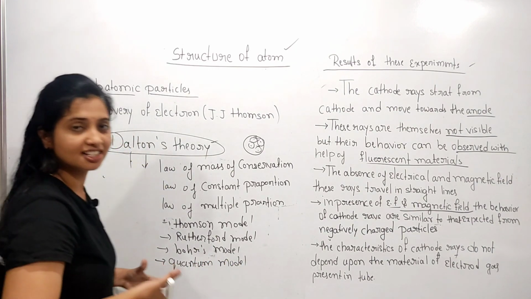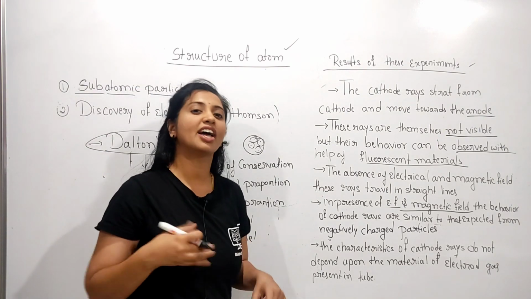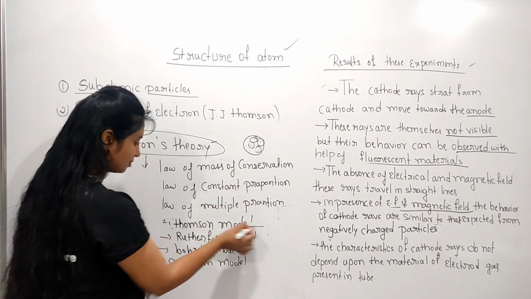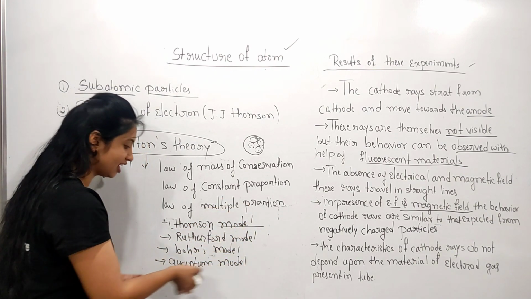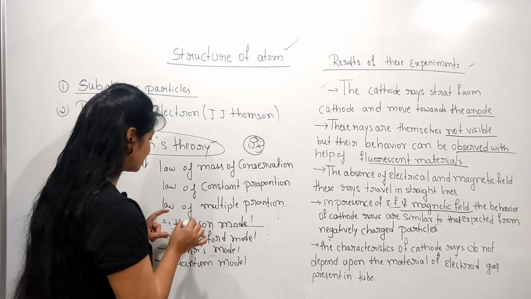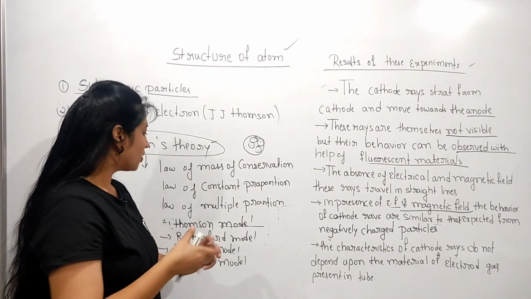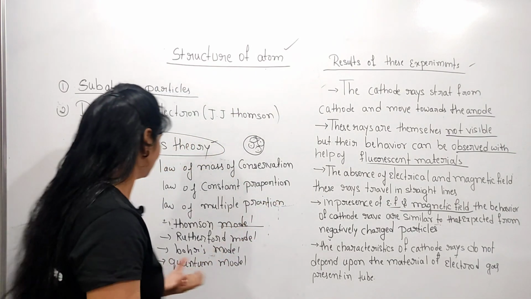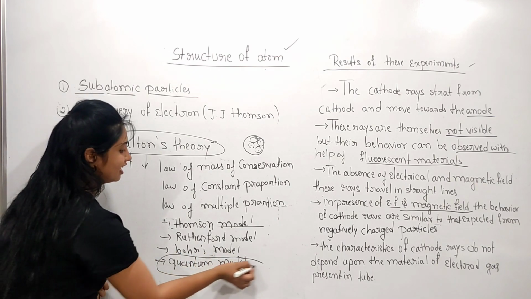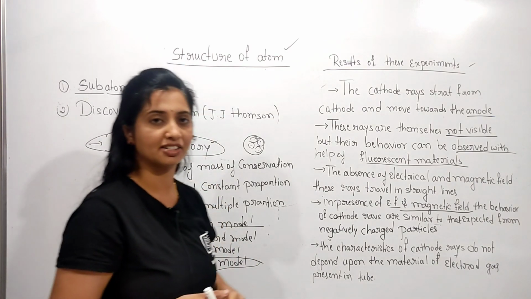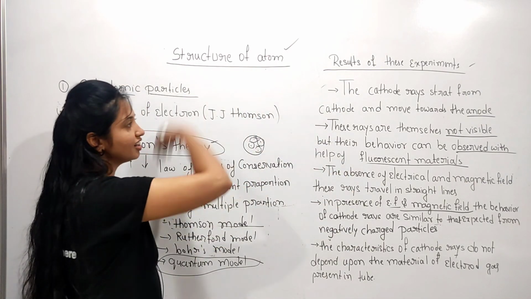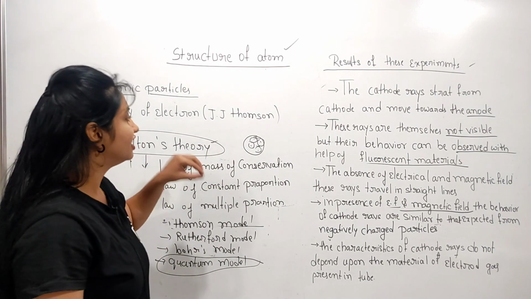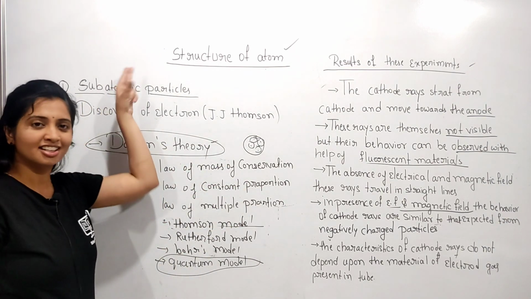Many scientists gave their ideas about theories and experiments: the Thomson model, Rutherford model, Bohr's model and the quantum model. They gave more and more ideas about the structure of an atom. Finally we accepted the quantum mechanical model for the structure of an atom. So this study includes the structure of an atom, and we will learn all about it in this chapter.